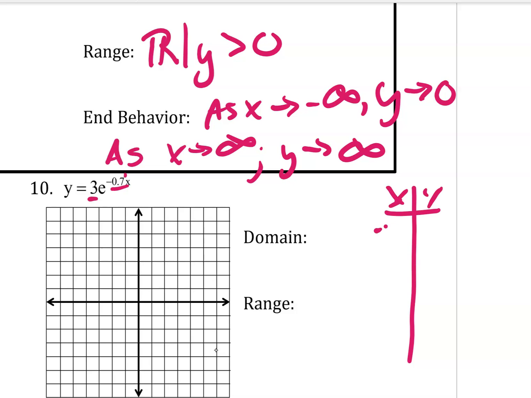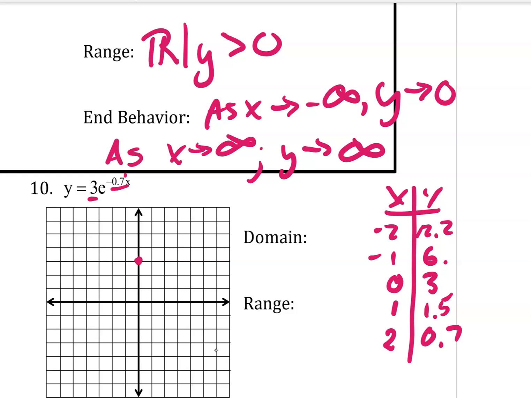When x is negative 2, I got 12.2. When x is negative 1, I got 6-ish. When it was 0, I get 3. Wait, when it's 0, negative 0.7 times 0 is still 0. E to the 0 is still 1. 3 times that is 3. That one makes sense. When I put in 1, I get 1.5. When I put in 2, I get 0.7.